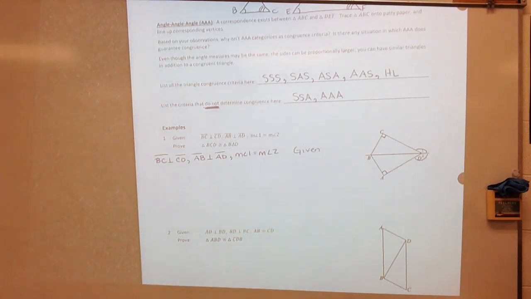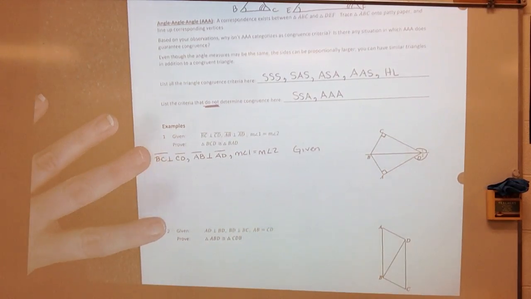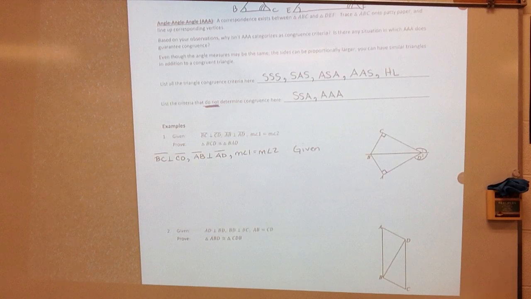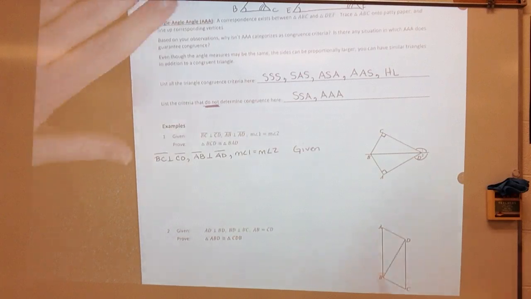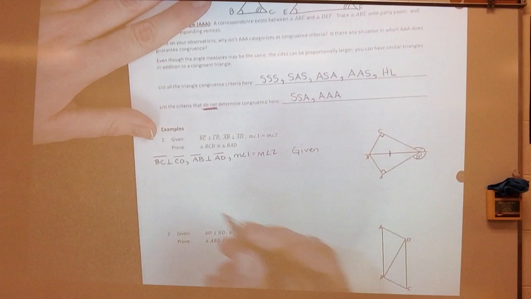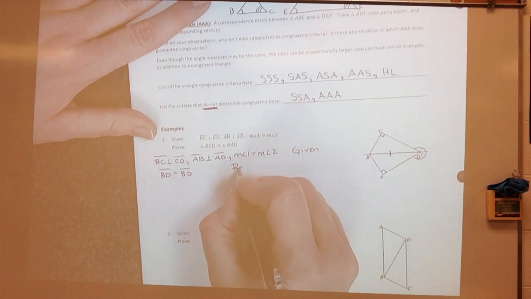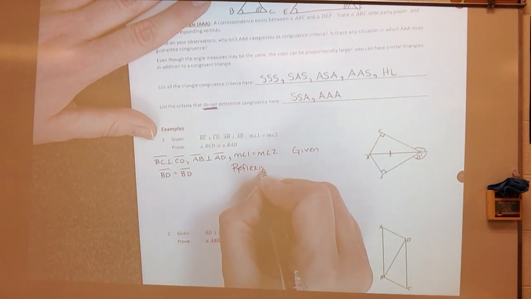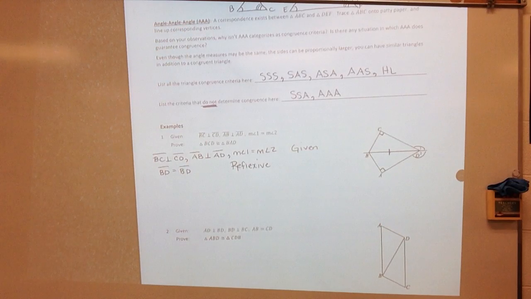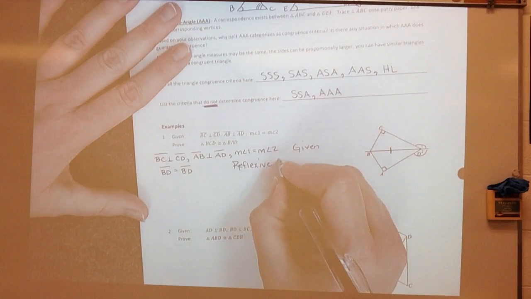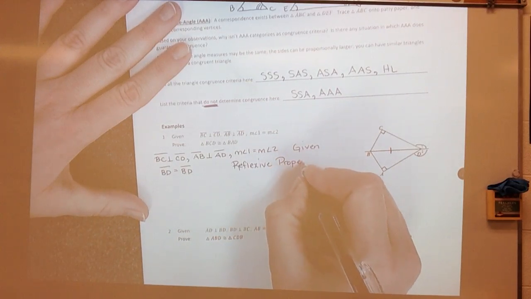Now let's look at this. I've got two triangles here. What do I know? Well, I automatically know about one side of those two triangles. I know that BD is equal to BD. Why do I know that? Because of the reflexive property. It is the same thing. It's a mirror image of itself. So therefore, I know that that is true.